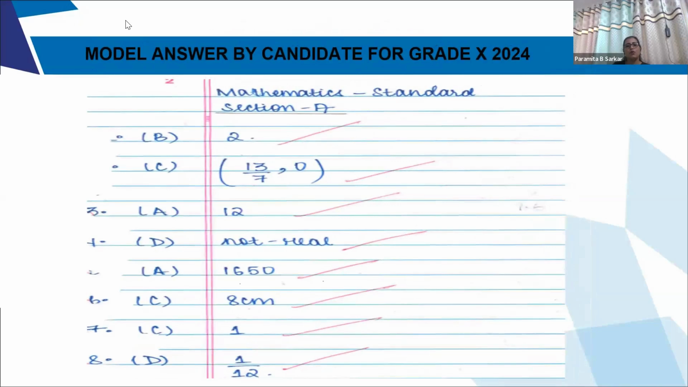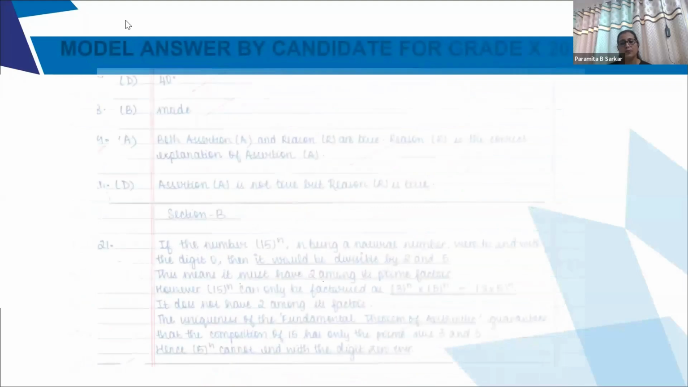Now let me show you the model answer by a candidate who got a centum in grade 10 in 2024. Okay, let's take a look at the answer sheet. See, this child, how he has represented. First he has written the question number correctly, then the correct option, and then the value. So first you write the question number, whichever option is correct. Suppose A, write down option A and then write down the value. Don't write only option A or only the value, both are important. If you miss anything, no marks will be provided.